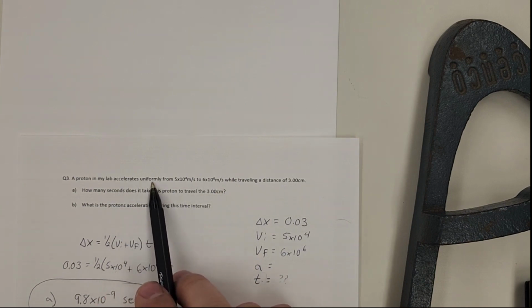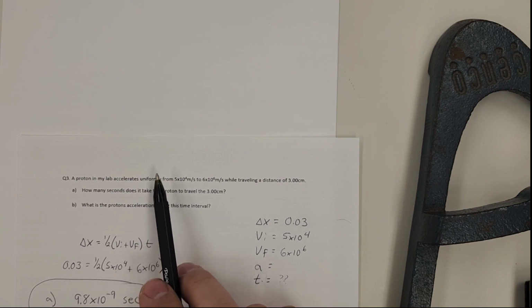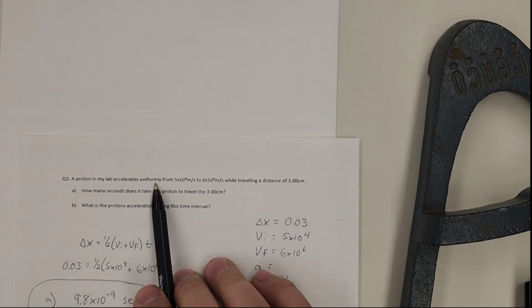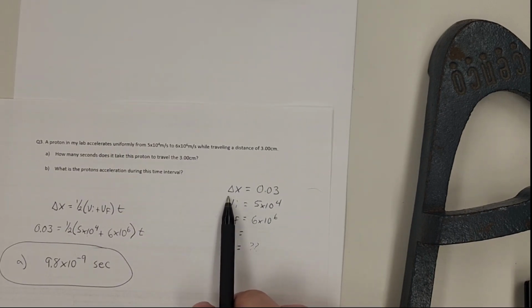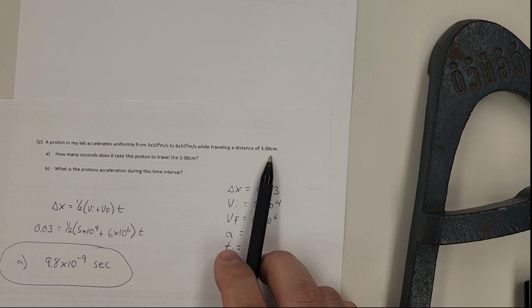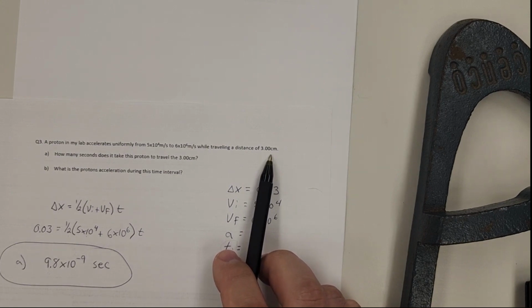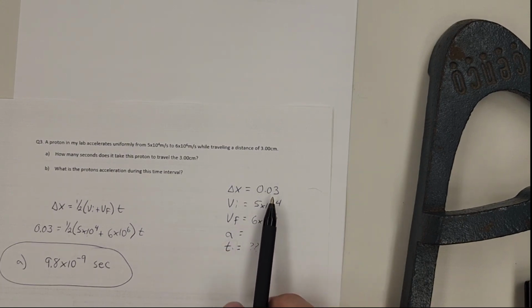Being it accelerates uniformly, we can use our kinematic equations for 1D motion. So I'm going to make a table and list down what I know. I did that over here. I know the change in x was given in centimeters. I'd rather have everything in SI units for clarity later, so we don't confuse our answer with some weird units. So I changed that to 0.03 meters.